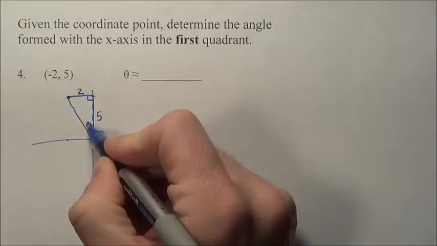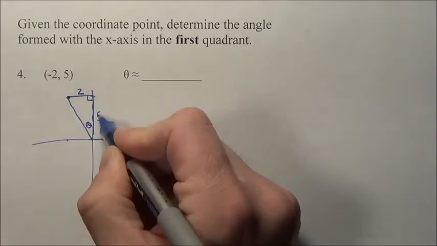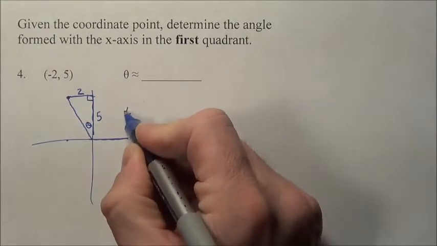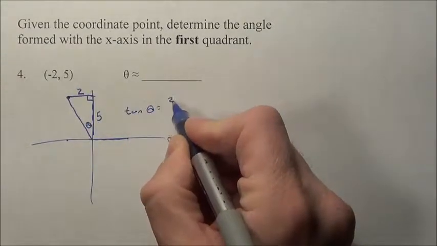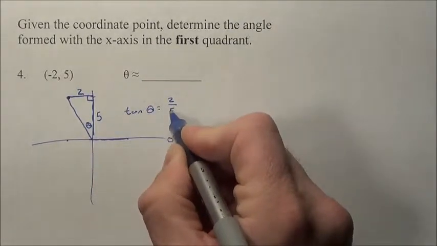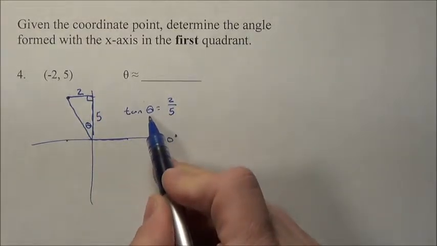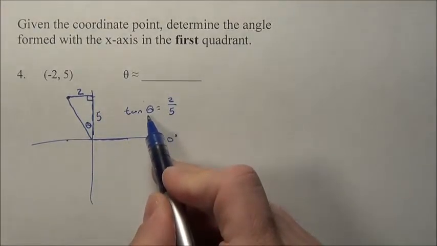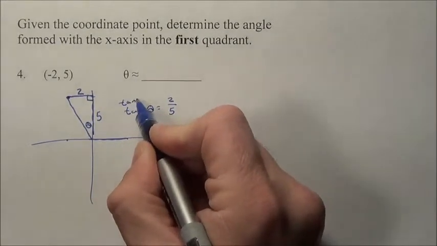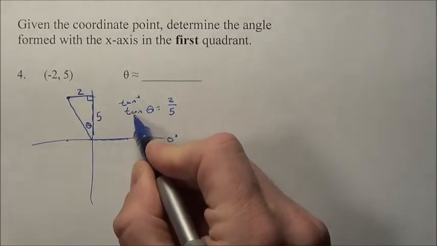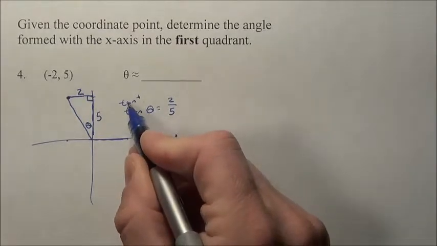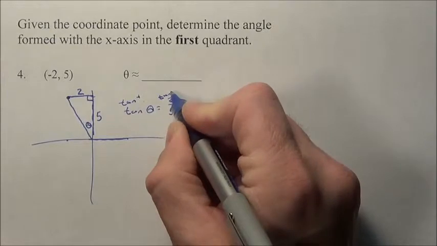So what I'm going to do is use the tangent because I have opposite and adjacent. So the tangent of theta is equal to opposite 2 over my adjacent 5. Now I've got to get theta by itself. Well, the way we always get angles and the way we undo the word tangent is we take the inverse tangent, or the inverse cosine or the inverse sine if that's what we had here. But we have tangent, so to get rid of that we do the inverse tangent. So I do it to both sides.